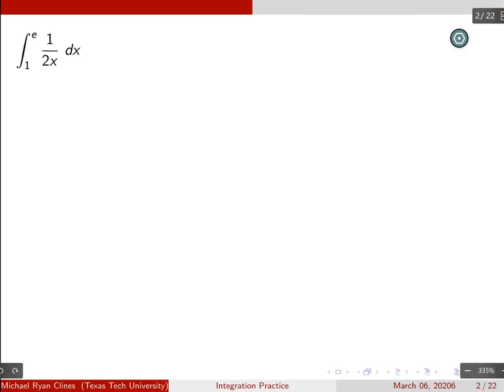So first up, we want to evaluate the definite integral of 1 over 2x from 1 to e. So let's do this. First up, I just like to pull constants out in front. I don't like dealing with them. Just pull them out in the front, and then you don't have to worry about it until the very end. So I'm going to pull that 1/2 out in front. And now we have to evaluate the integral from 1 to e of 1 over x dx.